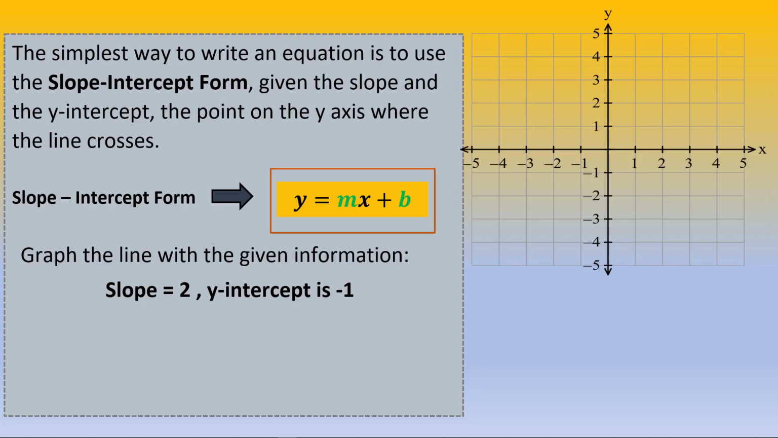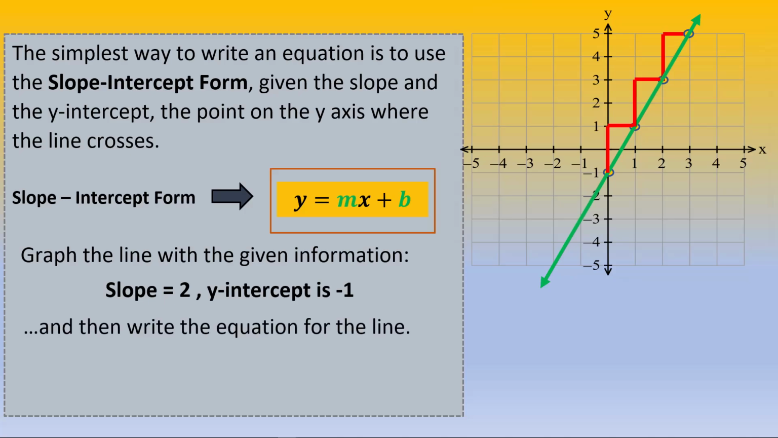You can see what it looks like on the graph, locating a point at -1 on the y-axis, doing a few slope rise-run combinations, drawing the resulting line, and then writing the equation, y equals 2x minus 1. You don't even have to graph it if you feel confident enough to go straight to writing it from the given information, but it always helps to see the graph of it, just to make sure.